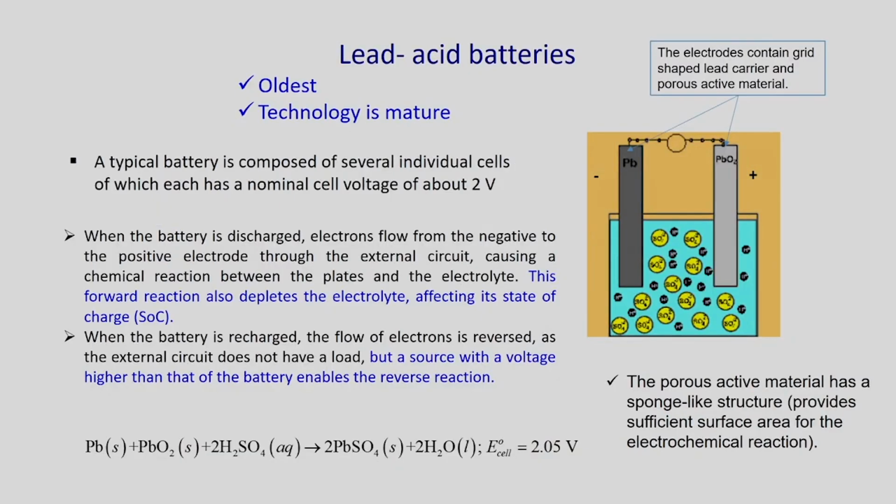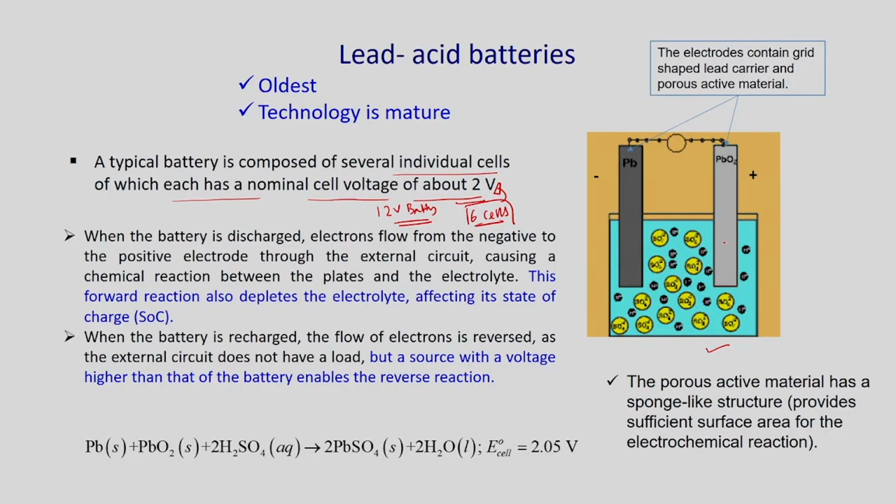Now, let us learn something about lead acid batteries, which are the oldest batteries, and the technology is quite mature. A typical battery is composed of several individual cells, each of which has a nominal voltage of 2 volt. So, if we look for a 12 volt battery, how many cells are required? It will be 6 cells, right. Each cell will give 2 volt.